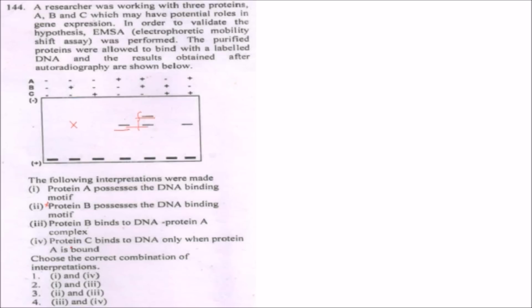Next statement is protein C binds to DNA only when protein A is bound. So here when B and C are present, we are getting no band, but when A is present, we are getting one band only, and that is of A. So the statement is wrong here. We are not getting the band for C. So the only correct statements are 1 and 3, and the option will be number 2.